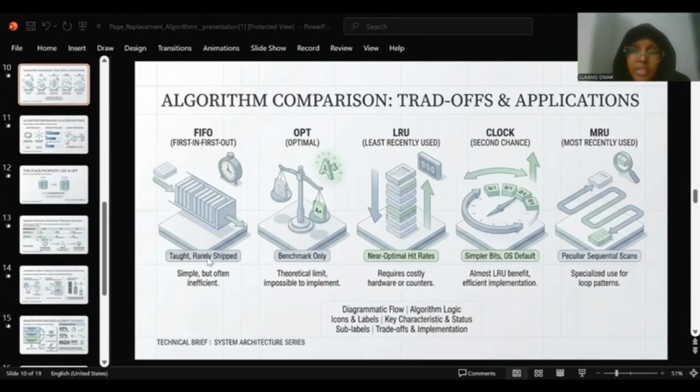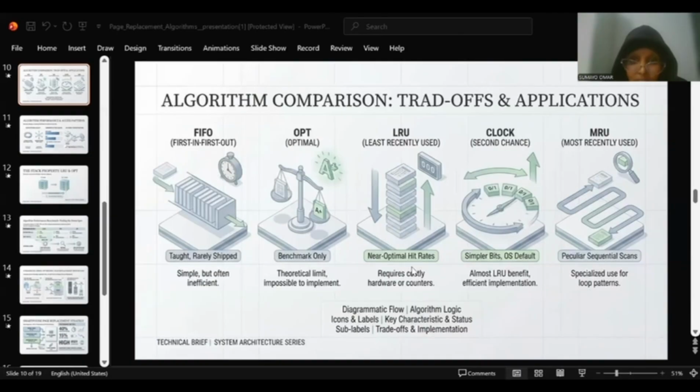Now for comparing algorithm trade-offs and applications. From this slide onward, we shift from individual algorithms to how they compare in real usage. Each page replacement method has strengths and weaknesses depending on the workload. FIFO is simple but often inefficient. OPT is ideal in theory but cannot be implemented in real time.